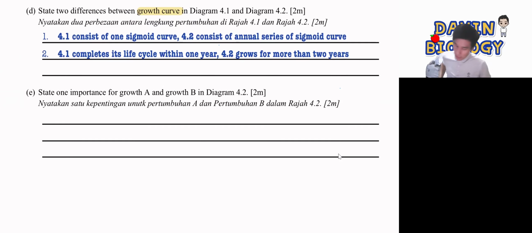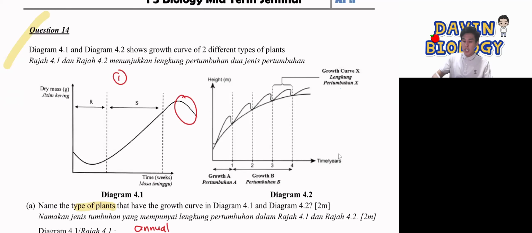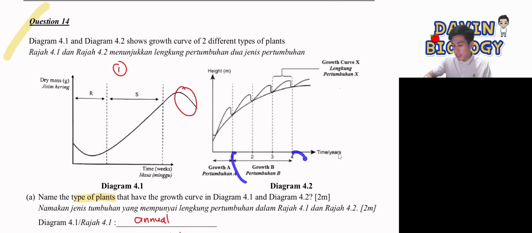This one is the same thing we did earlier. The importance of growth A and B. Growth A and B is actually the growth in the first year, so that's of course primary growth, and the growth that happens subsequently is secondary growth. So they are basically asking you the importance of primary and secondary growth, which we did earlier: increase length, increase height.